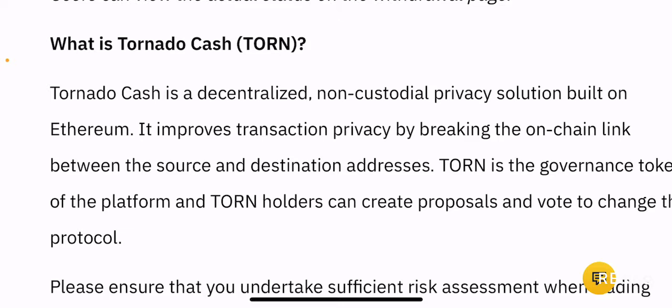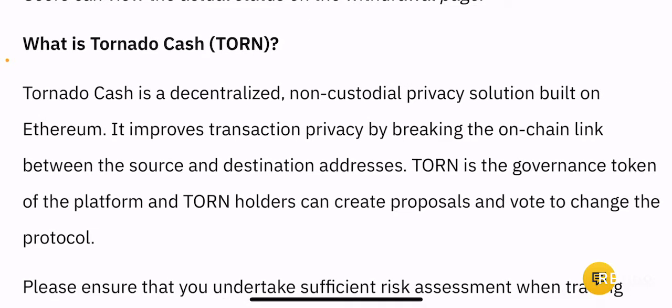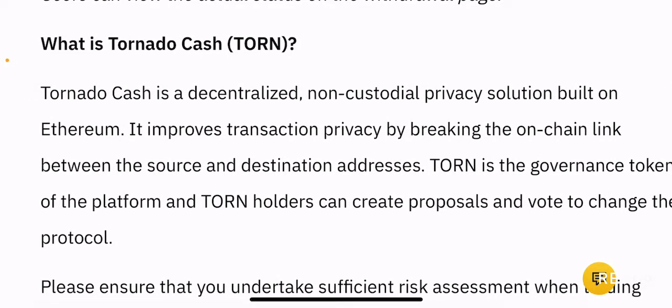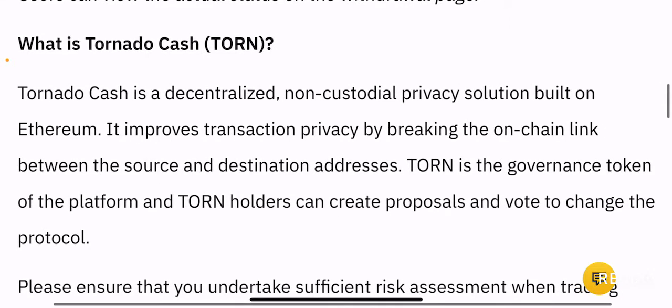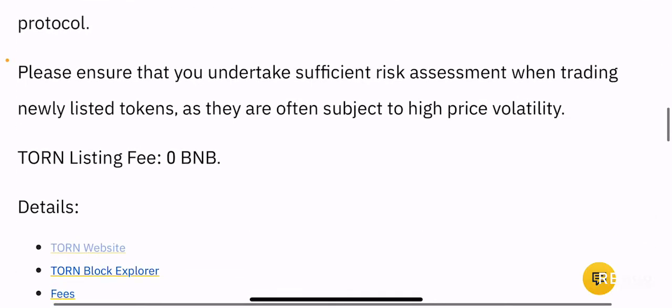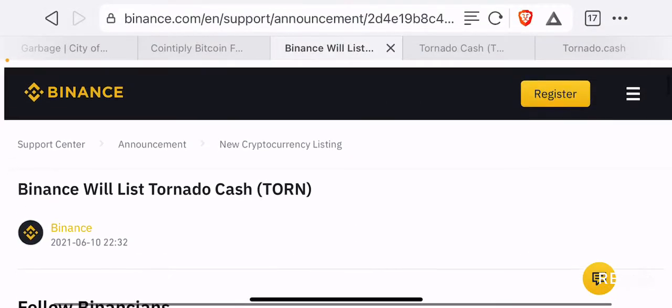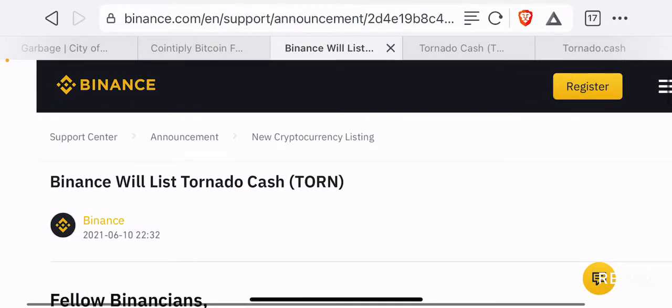And just like any other project, Tornado Cash has its own native currency called the TON currency, and this token is also obviously a governance token of the platform, and people who hold the TON tokens can propose and vote on changes to the protocol, right? So that's pretty much the overview on the Binance page.